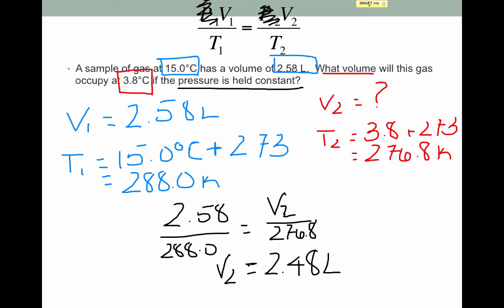Now, let's check some things. Is this number rounded to the proper number of sig figs? Well, it appears as though our smallest number of sig figs is 3, and our value has 3 sig figs, so we're good. Does it have a unit? Yes, it does. Liters, that's good. Does it make sense? Well, let's think about the volume-temperature relationship. We know that as temperature goes up, volume goes up, and as temperature goes down, volume goes down. In this case, the temperature has decreased, therefore the volume should decrease. And it does. 2.48 is smaller than 2.58, so this is a reasonable answer.